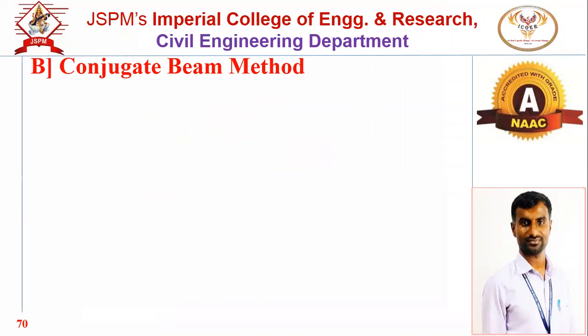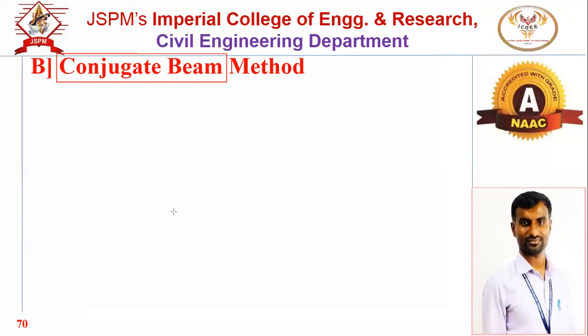Now, the second method, the conjugate beam method. This is the second chapter, or the second method we have to study. Using this method also, we have to find out slope as well as deflection. The moment area method and the conjugate beam method are similar methods, with a small change. Now, what is a conjugate beam? Here a new word is there, conjugate beam.